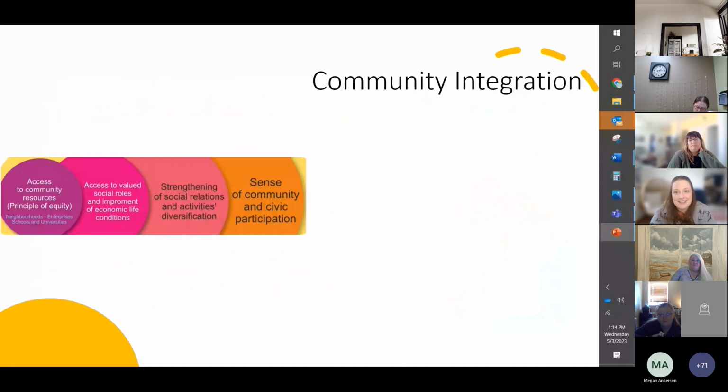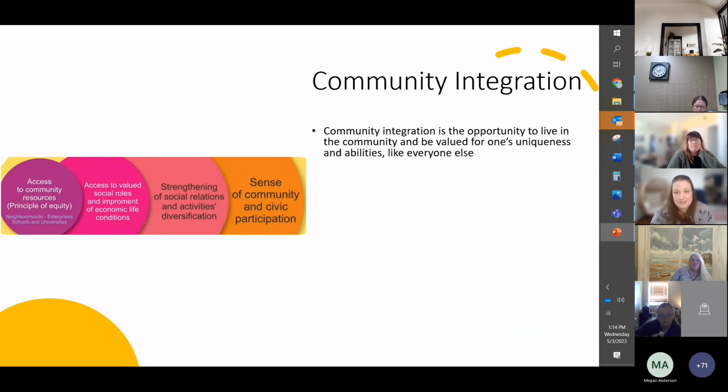The last piece of the Housing First principles is this concept of community integration. I like the definition of it as this opportunity to live in the community and be valued for your uniqueness and abilities, basically just like everybody else.